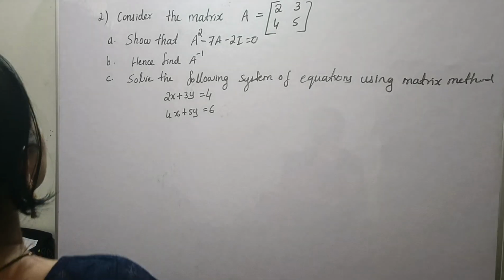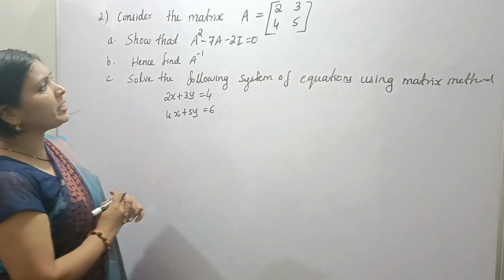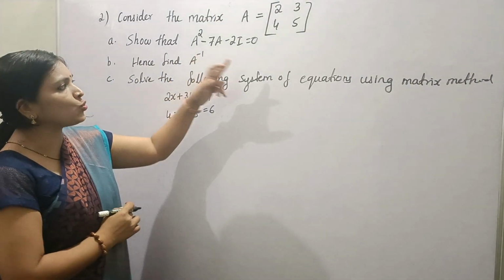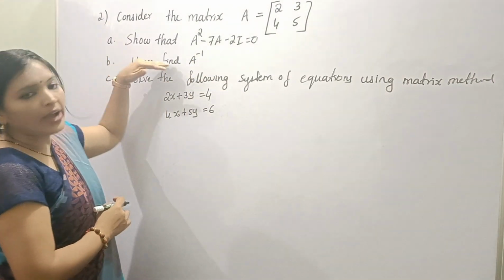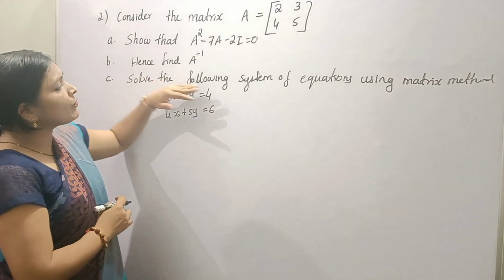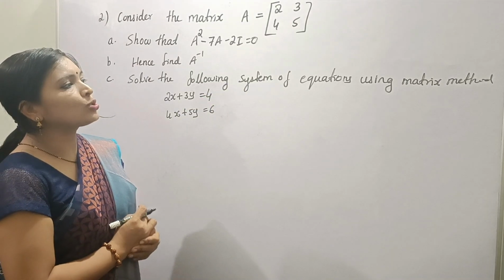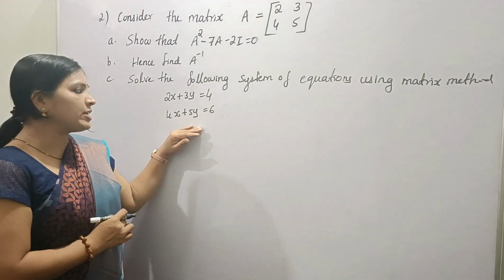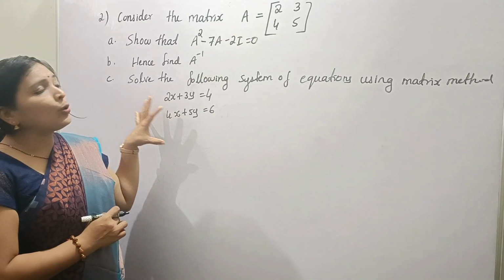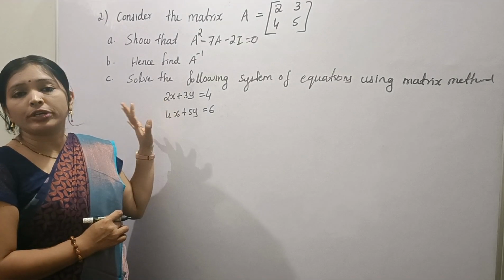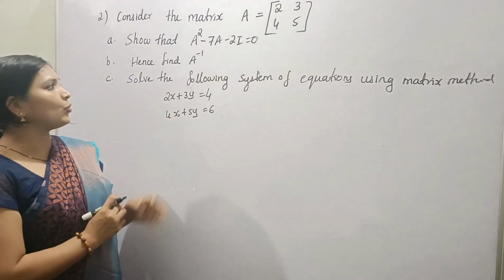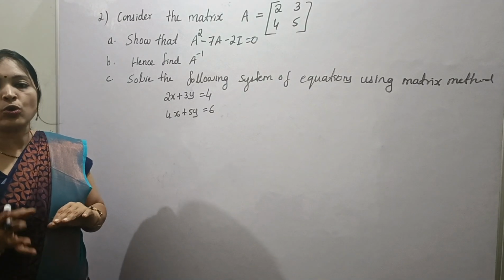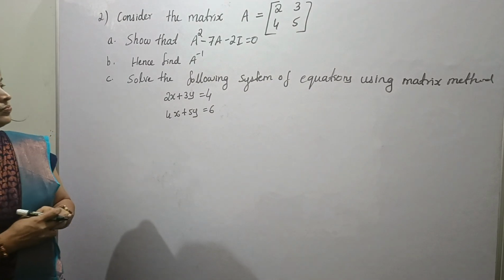Next example, consider the matrix A is equal to matrix 2, 3, 4, 5. Show that A square minus 7A minus 2I is equal to 0. Hence, find A inverse. Solve the following system of equations using matrix method: 2x plus 3y is equal to 4, 4x plus 5y is equal to 6. It's a very important question, 2014 question, okay, CBSE 2014 question. And see, the first example which we have done is also a 2015 question.